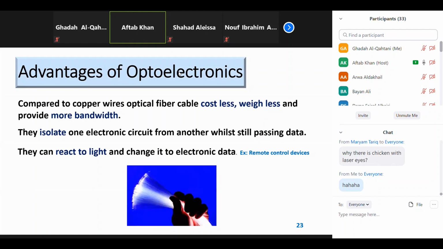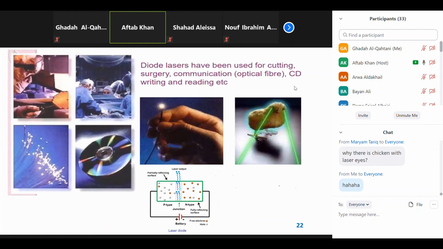Why is there a chicken with laser eyes? Where is a chicken? I did not see. This one? Yeah. You know what they are trying to say here? It looks very soft and cute, but it is so dangerous. Angry chicken, yeah. Like Angry Birds, now we have angry chickens.